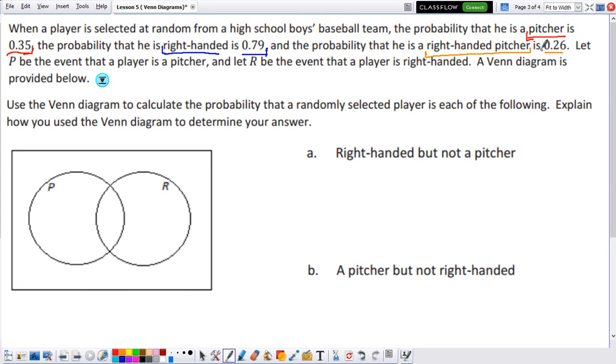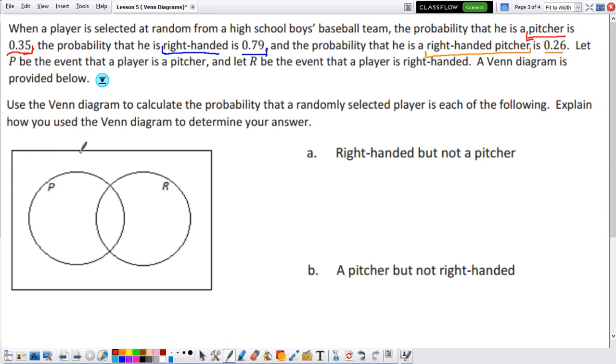And we know that the probability for the person to be a right-handed pitcher is 0.26. Now here, what do we know? We know that P stands for pitcher and R stands for right-handed. Now, a Venn diagram is provided below.